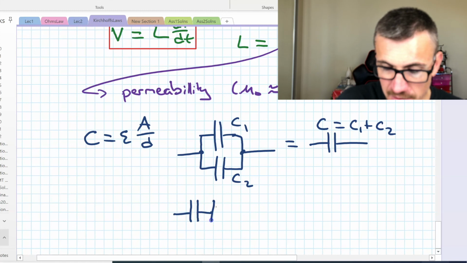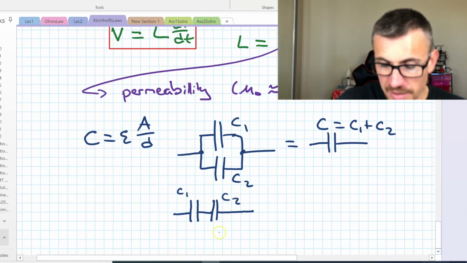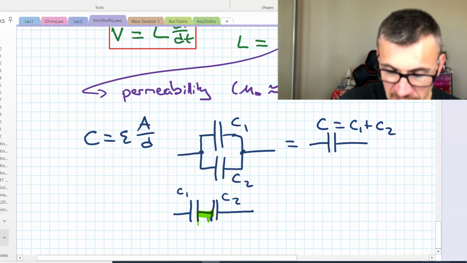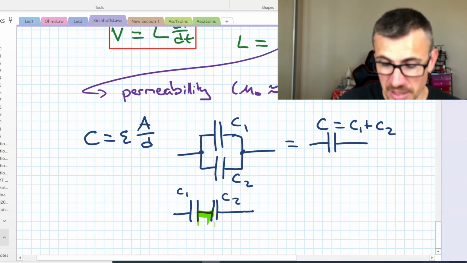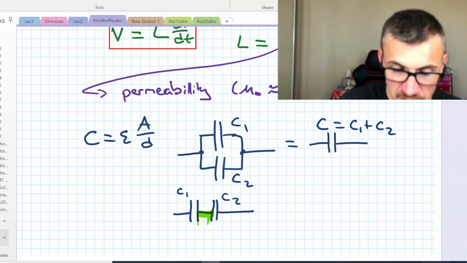Whereas, let's think about the series connection. Now, what have I done? Well, this middle section here isn't doing a heck of a lot. It's all at one potential. And effectively, I just have a larger distance between the plates.